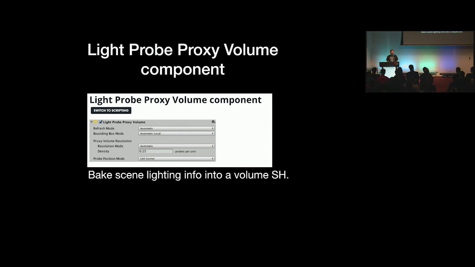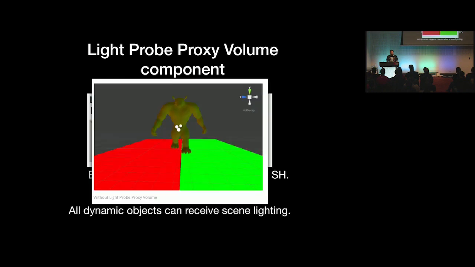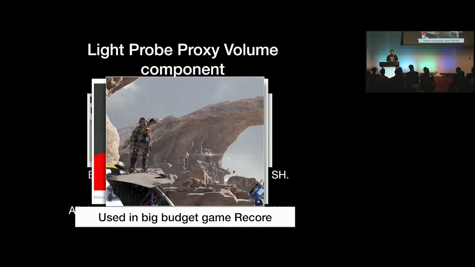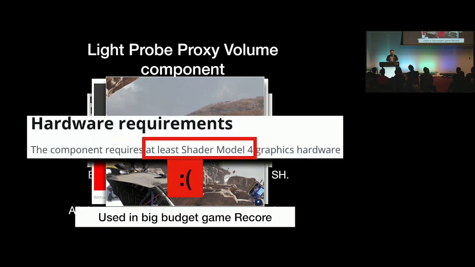Because if you put down light probes, usually for each point around the scene, you'll put down 20, 30, or I don't know how many. But light probe proxy volumes are a lot more dense. It could be in the thousands. So all dynamic objects can receive lighting. And it was used in big budget games. It was actually conceived when they were making this game called Recore to do dynamic lighting, but shader model 4.